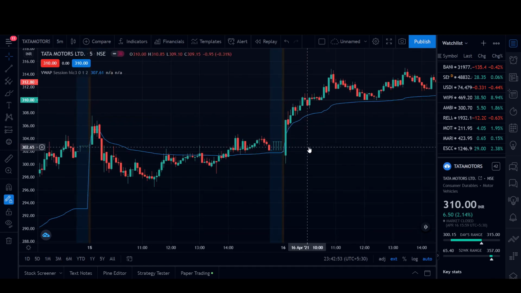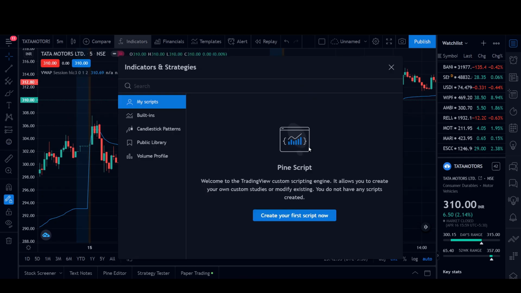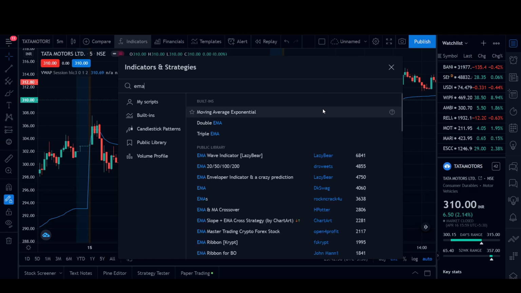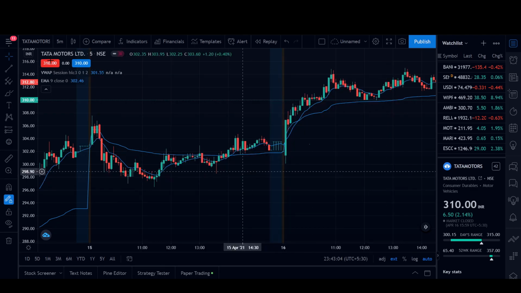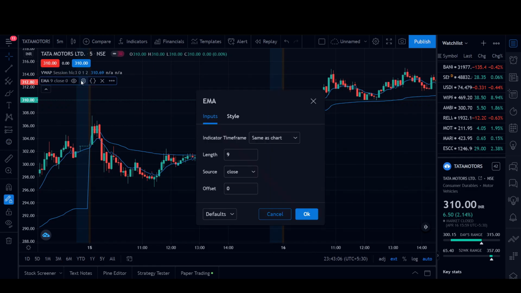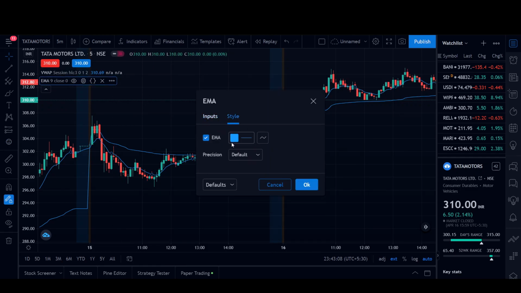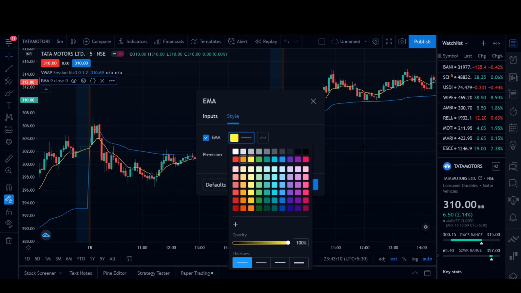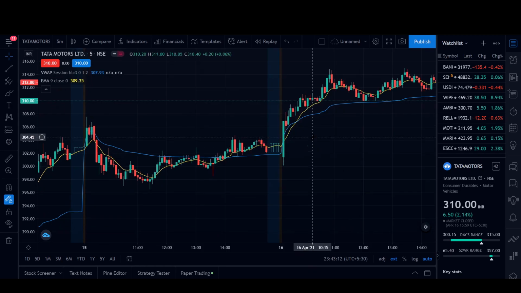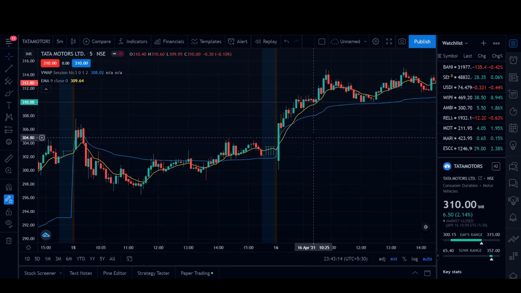Now, for more confirmation, I use the EMA, exponential moving average. If you want to know about the EMA, again, I have made a video on this. You can go check that out. So let's change this to yellow, whatever. So this is the trading setup. We have a VWAP and a 9 EMA on the 5 minute time frame.